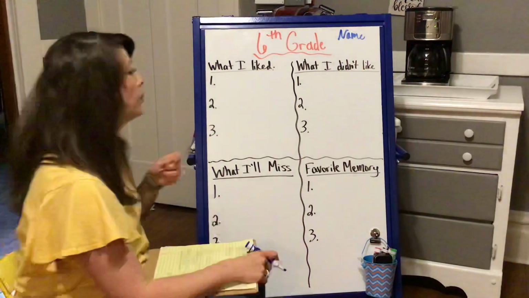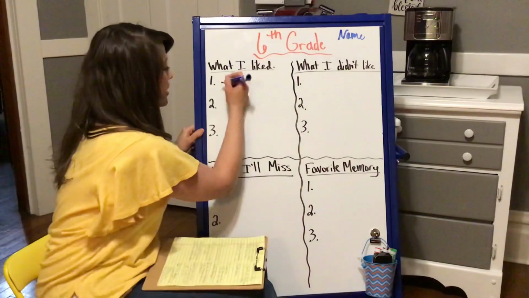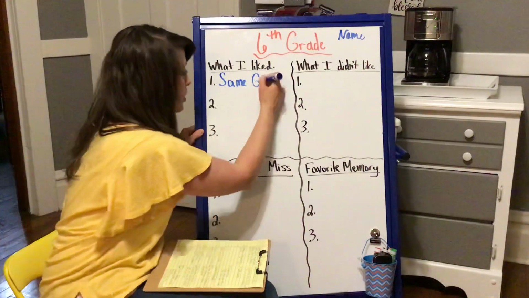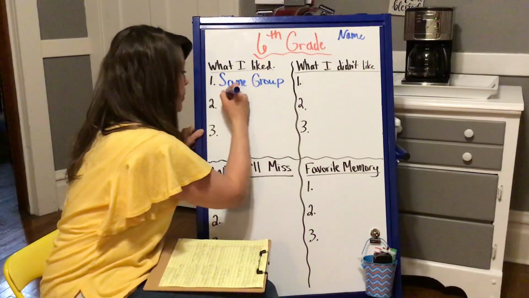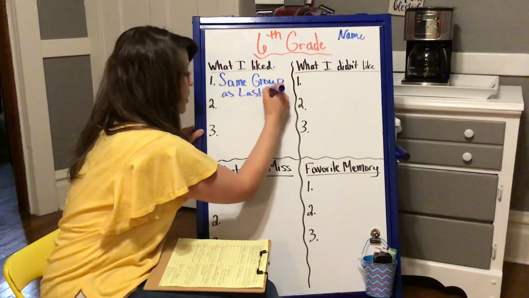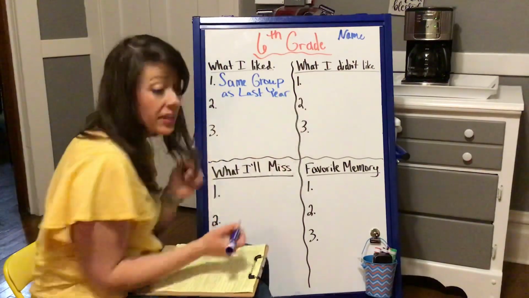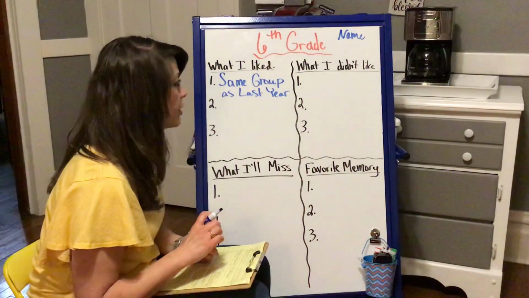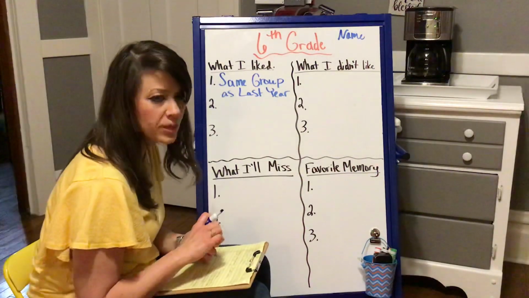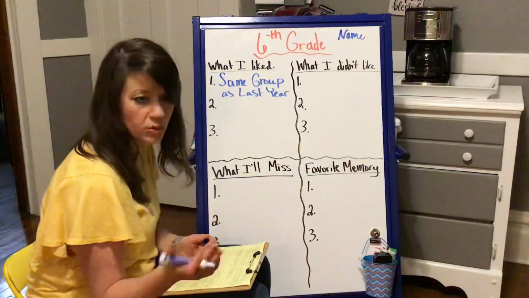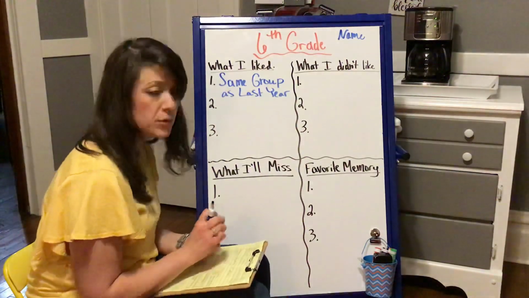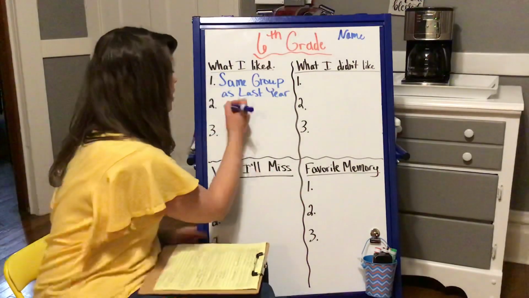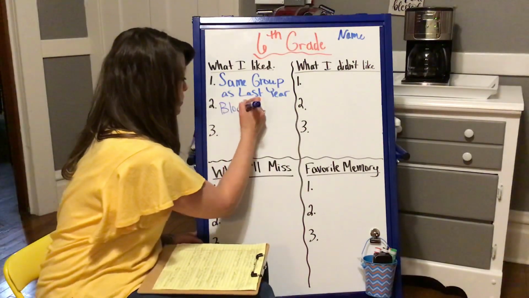The first thing that I'm going to put is, I liked having the same group. And I'll explain each of them because I don't have tons of room. So the same group as last year. As you guys know, last year I taught both 5th and 6th grade. This year I only teach 6th grade. So it was nice for me to have the same group as last year because a lot of you already knew. There were some new students, but for the most part I had the same group as last year and I really like that.